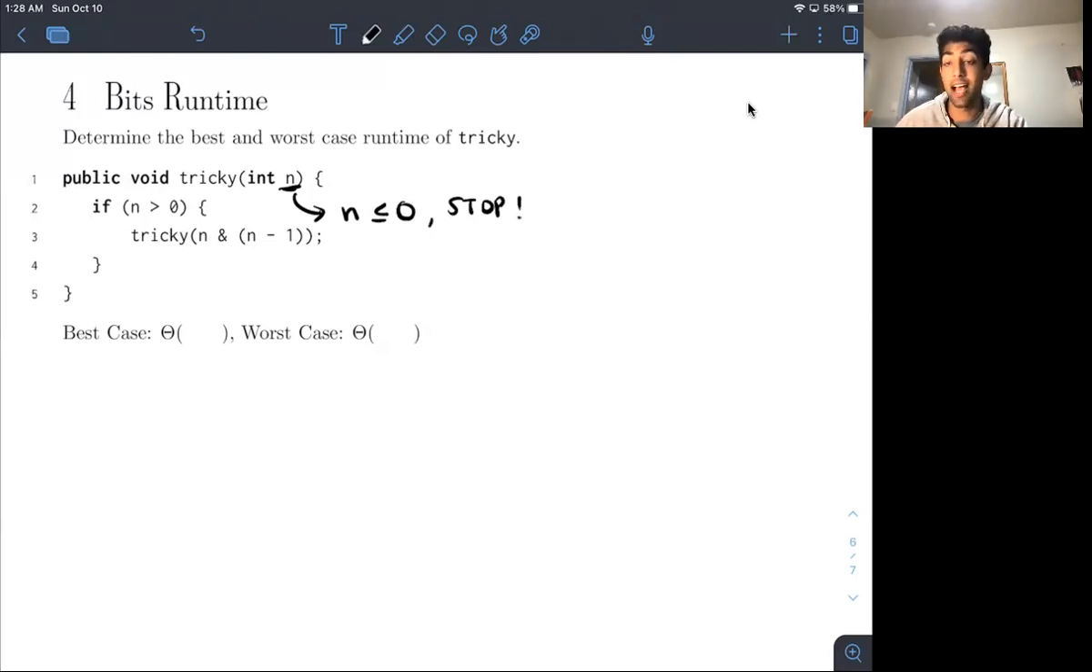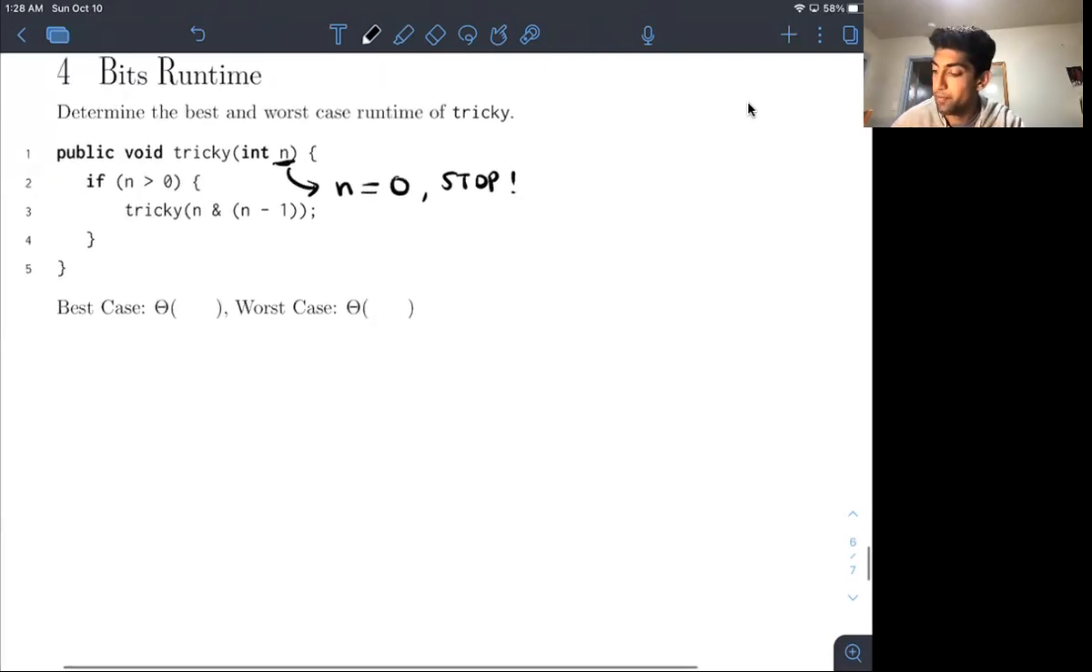So since we're dealing in asymptotics, we're going to assume that n is really, really big in the positive direction. So when I'm looking at the n that's passed in, we can make this condition a bit more concrete, and we can say when n is equal to 0, then we're going to stop. So with this in mind, let's walk through an example and see what's happening here.